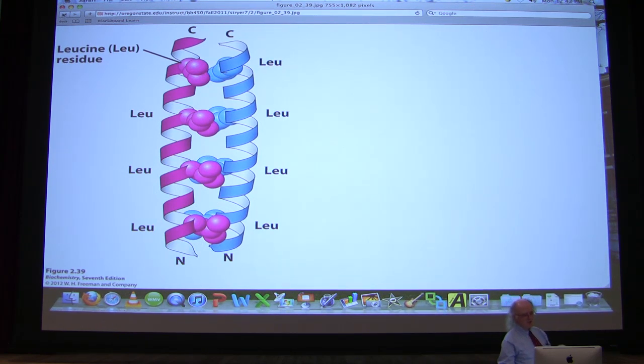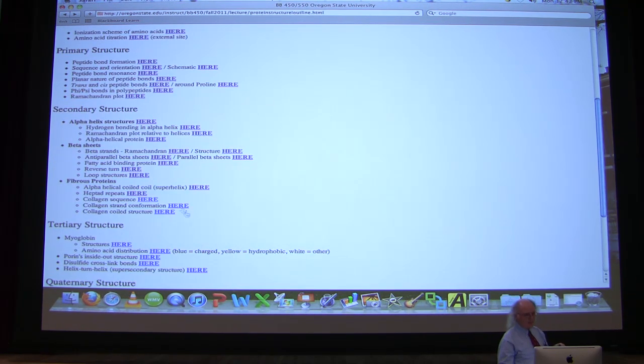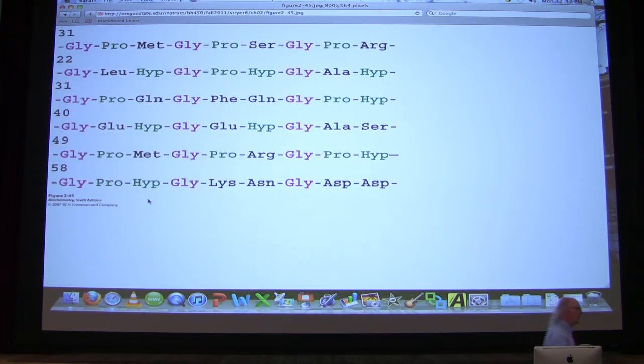The leucine zipper can be a part of a tertiary structure. That's correct. Okay? I said I was going to talk about it next time, but I guess I'll talk about it today. I told you I had an exception to the rule about proline forming structures that are helical in nature. All right?